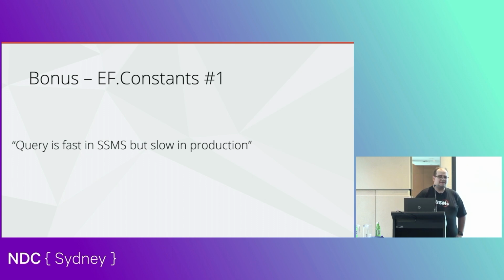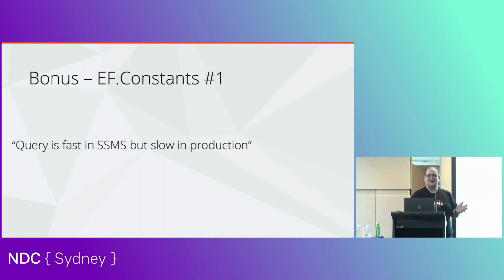What if queries are fast in SSMS, but they are slow in production? Now, this is something that did actually happen to me, and I just couldn't figure it out. What was really weird about it was the SQL was running slower in production, the actual SQL query. But if I copied that SQL query into SSMS or Azure Data Studio, it ran faster than the actual telemetry. And that didn't make sense because there's no EF Core involved.